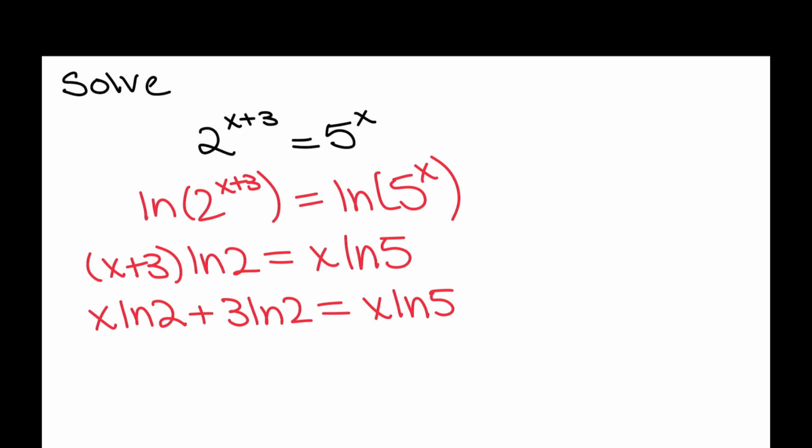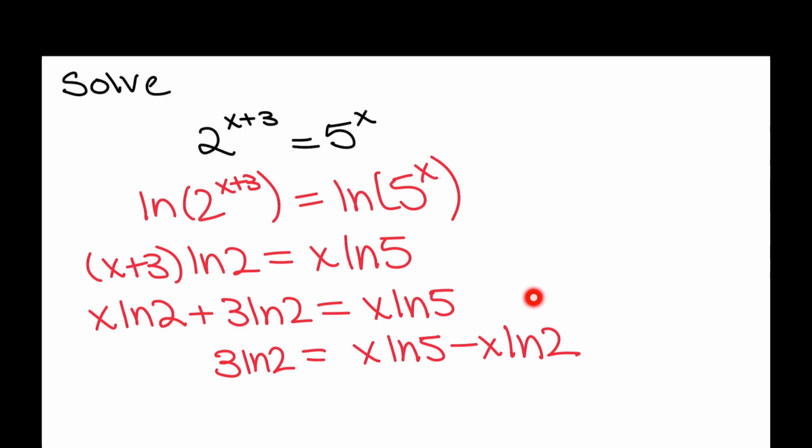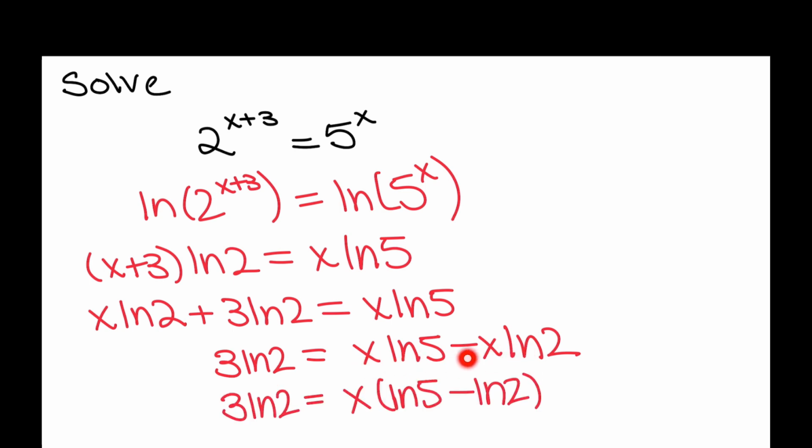I'm trying to solve for x, so I want all the x's on one side of the equation. To do that, I'm going to take this x ln 2 and subtract it to move it to the right-hand side. So I subtract x ln 2 from both sides. That gives me 3 ln 2 equals x ln 5 minus x ln 2. I'm going to factor the x out of the right-hand side, and now it's x times ln 5 minus ln 2.